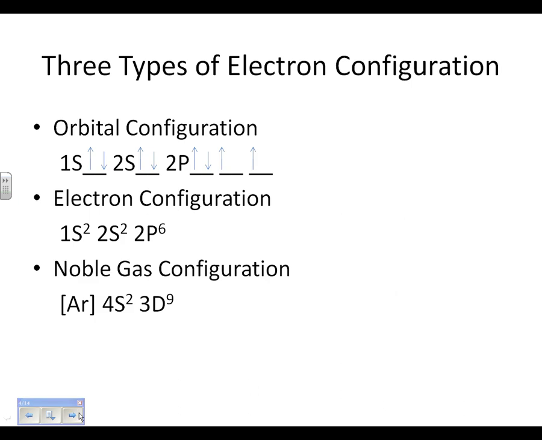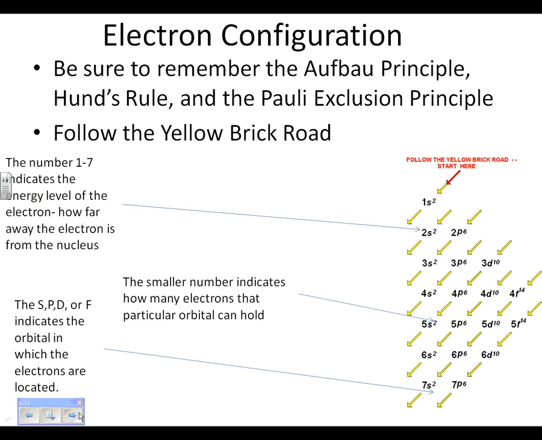Types of configuration. There are three different types of electron configuration: orbital configuration, electron configuration, and noble gas configuration. Orbital configuration. Orbital electron configuration expresses the probable location of an electron within an atom. All you have to do is follow the yellow brick road. The number 1 through 7 indicates how far away the electron is from the nucleus. A smaller number indicates how many electrons that particular orbital can hold. The S, P, D, or F indicates which type of orbital the electron is in.